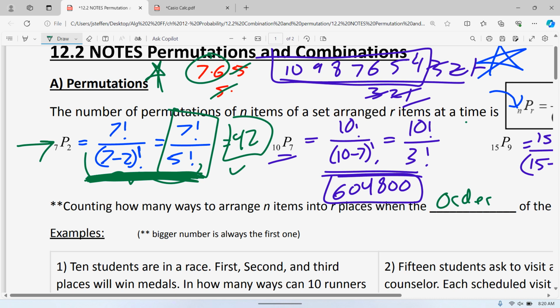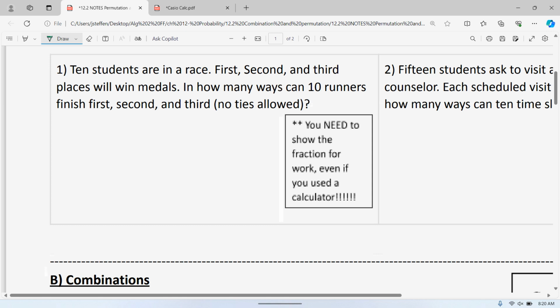So again, make sure your number has to be first. Sometimes when people do this, which one's the R? The big one's always the N. So that came out very fuzzy.